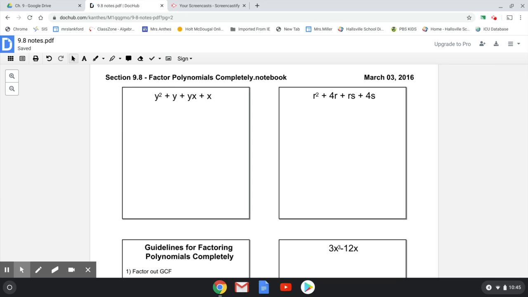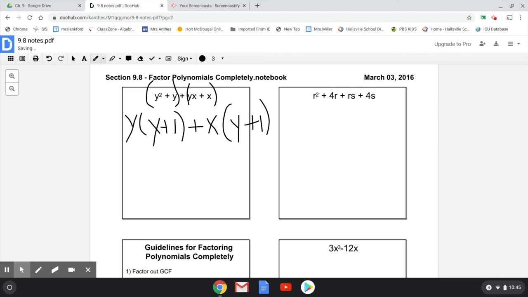Okay, so it looks like we have two more that are factoring completely with factor by grouping. Make two groups. Y squared plus y, I can factor out a y, and I'm left with y plus 1, because remember, y divided by y would be 1. My second group, I can factor out an x, and then I would be left with the same thing, y plus 1, because x divided by x would leave me with 1. So I created the same binomial. My first set of parentheses is going to be y plus x, and my second set of parentheses is y plus 1.